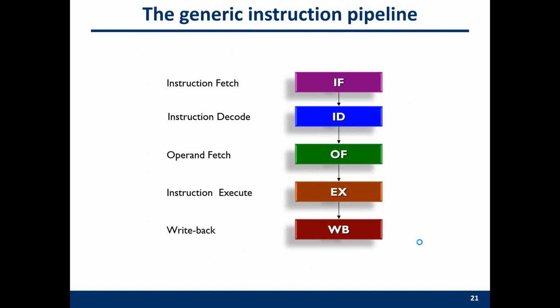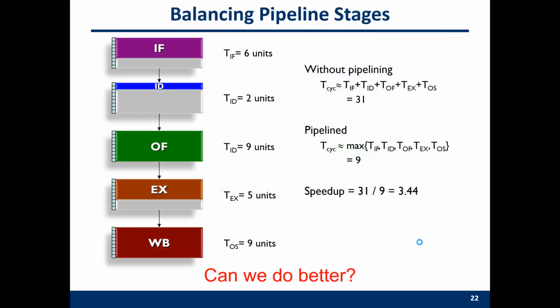So this is the 5-stage pipeline. Assume this is data. If we have no pipeline, for one instruction, we just add 31 cycle or units to compute one instruction.